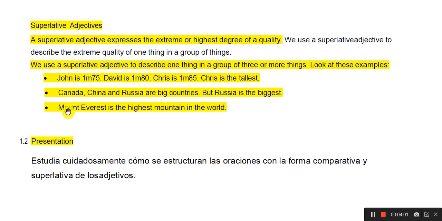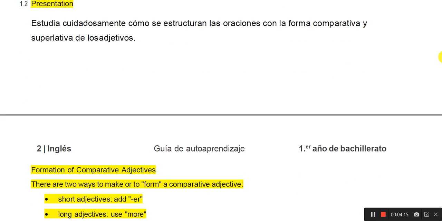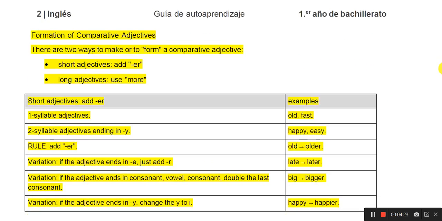Now, this one, Mount Everest is the highest mountain in the world. Comparándolas con todas las montañas del mundo, is the highest. Es la más alta. Okay, this is the superlative form. Now, the presentation. Estudia cuidadosamente cómo se estructuran las oraciones con la forma comparativa y superlativa.